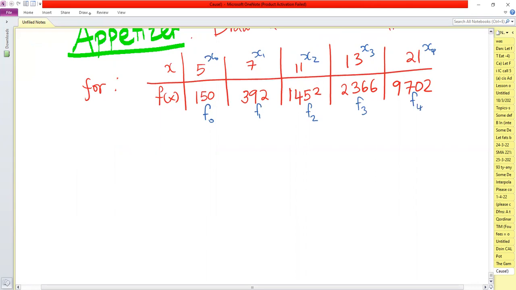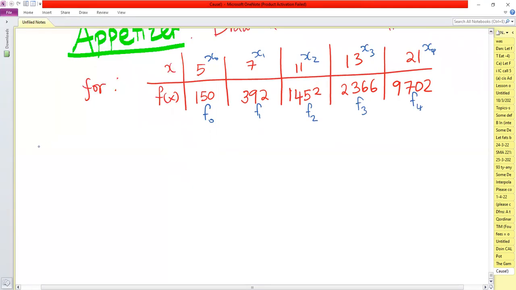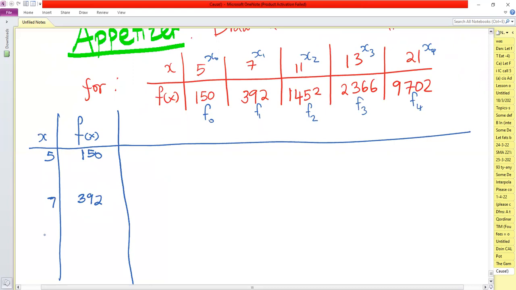And like in the case of the finite differences, we'll now be leaving two lines for consecutive values where we'll be defining the quotients. So I'll write x in this column, and then f of x. The first value of x is 5, whose corresponding value of the function is 150. Skip two lines and write the next value, 7. Value is 392.